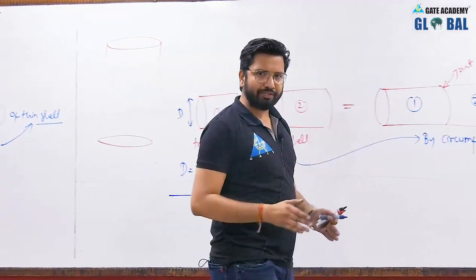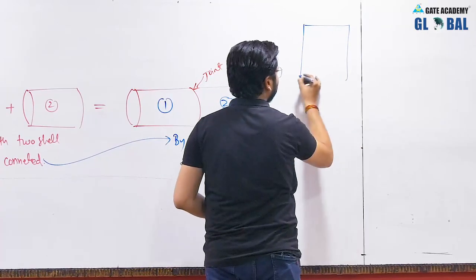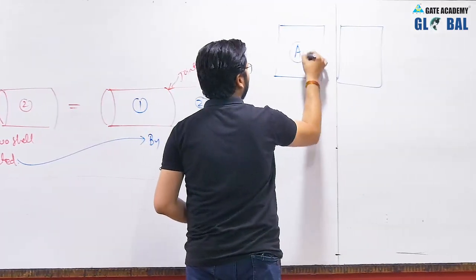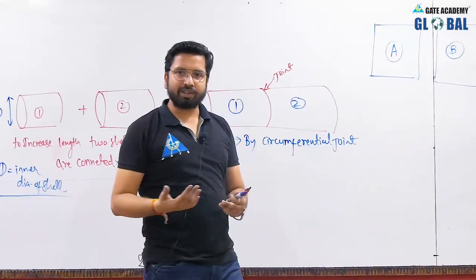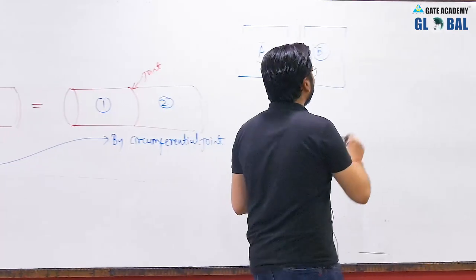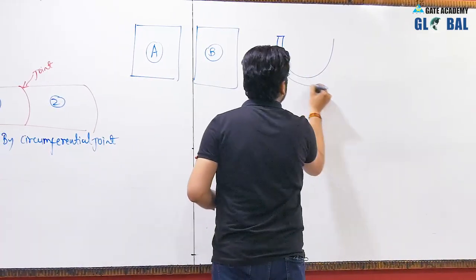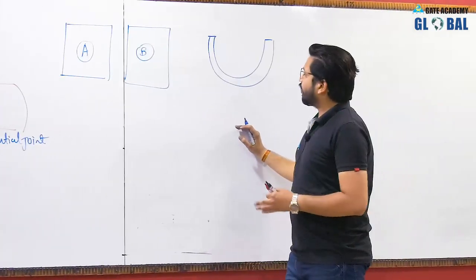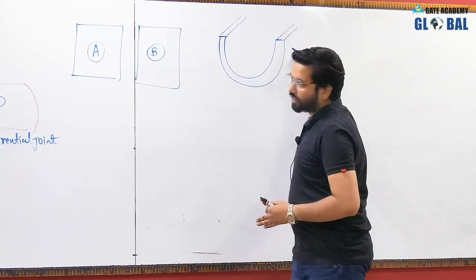You will have two different plates, identical in size, let us say plate A and plate B. Then by using some proper fabrication process, you will form plates A and B in the shape of a semicircular arc. You will make a semicircular arc, or you can say a semi-cylinder, out of these.